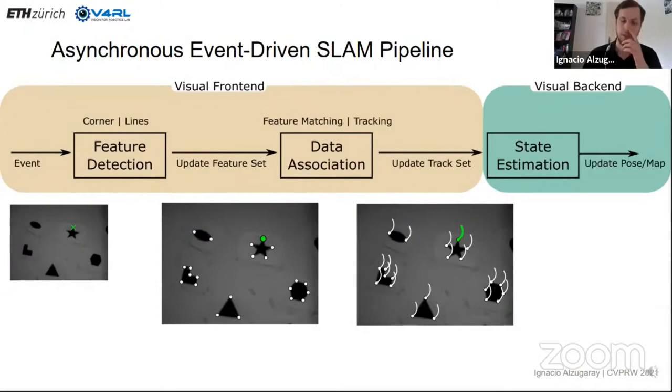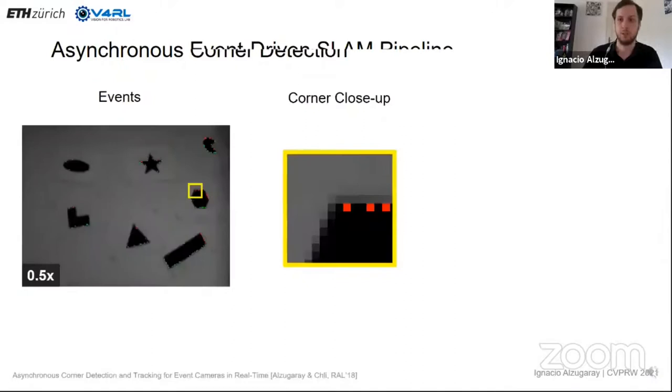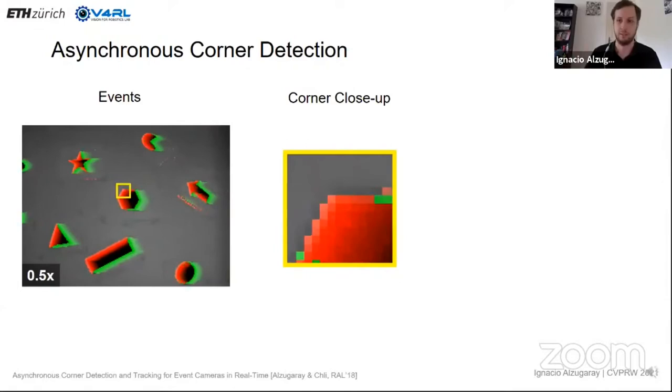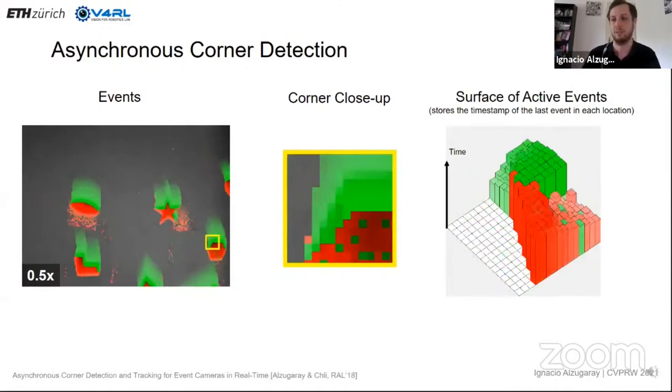Talking directly about feature detection, we can go to asynchronous corner detection. Keep in mind that the events are obviously generated around the edges of the scene. And we are using a surface of active events in this first work that we published.